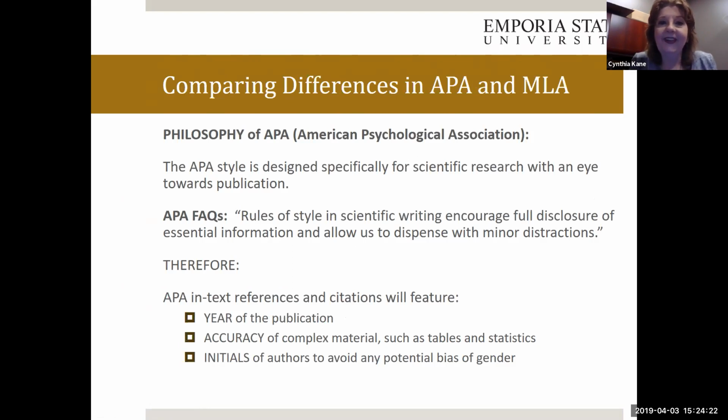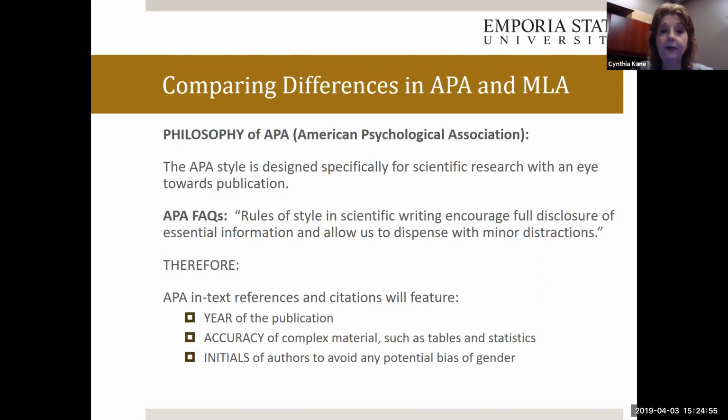Believe it or not, there is a philosophy behind using APA, the American Psychological Association citation style. It is designed specifically for scientific research with an eye toward publication. And it actually establishes rules of style in scientific writing. So in APA, what we find is that the focus of the citation is upon the year of the publication. So you will put the year in parentheses, usually immediately following the author's name.